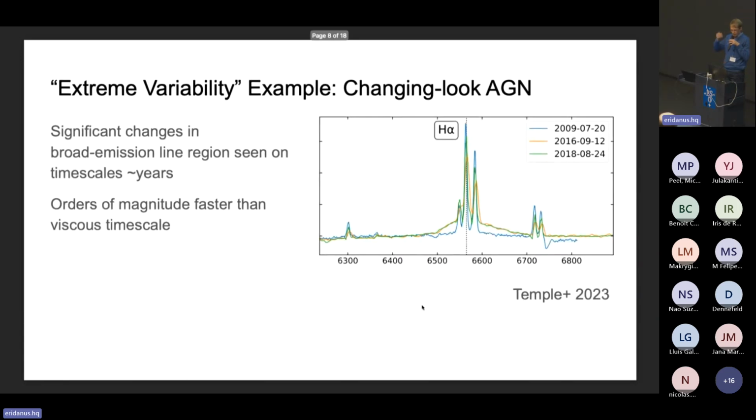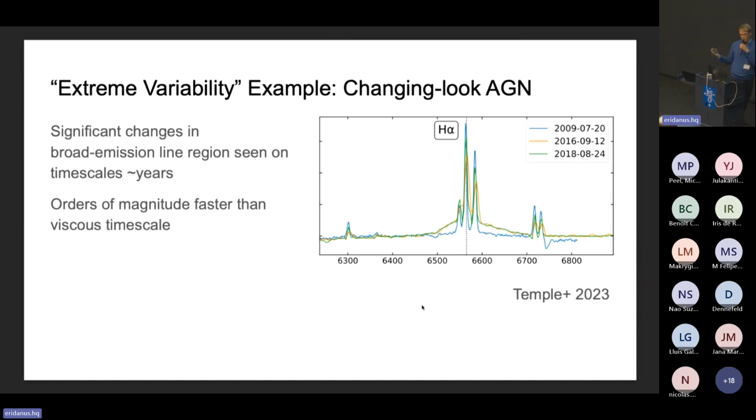Okay. So as an example of one of these classes, it's the so-called changing look AGN. We've got a few hundred objects already. This is zooming in around the broad Balmer H alpha line, where on timescales of a few years, sometimes only a few months, you see the broad Balmer line emission appearing or disappearing or significantly changing in strength. This is an example where in 2009 it was a flat type 2 AGN, and then we go back 6 years later and suddenly there's a broad Balmer line there.